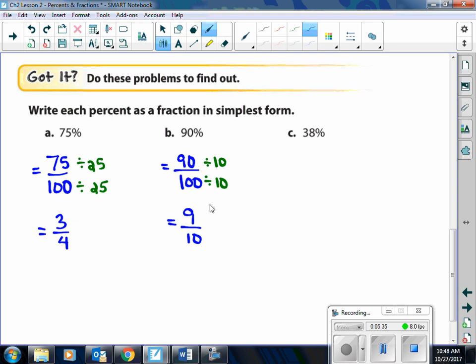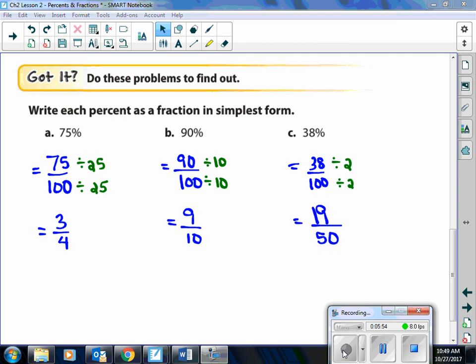Very good. Now you guys remember that trick that I showed you when you have a zero, when both numbers end in zeros? Remember I told you that you can just cross these out? And that's the same thing as dividing by 10, right? So if you wanted to do that, you see you end up with 9/10 again. All right, so 38% written as a fraction is 38 over 100, and then we can simplify by dividing by 2, and we end up with 19/50ths.